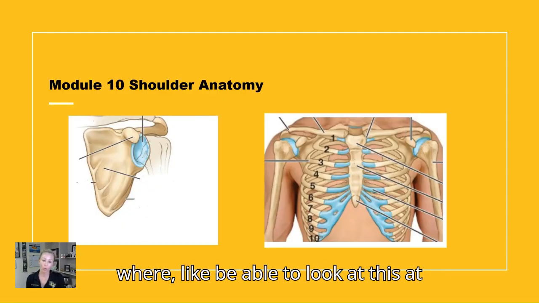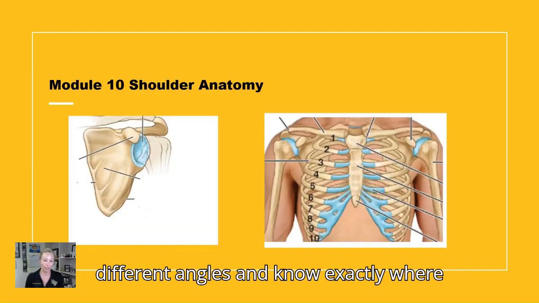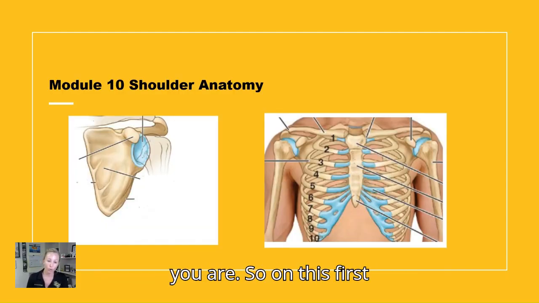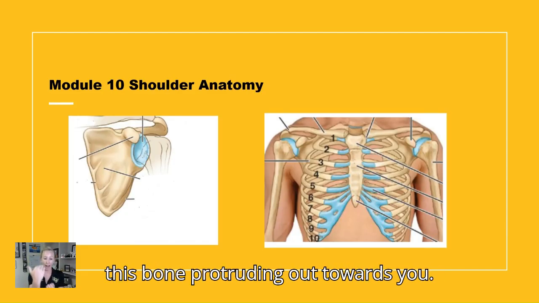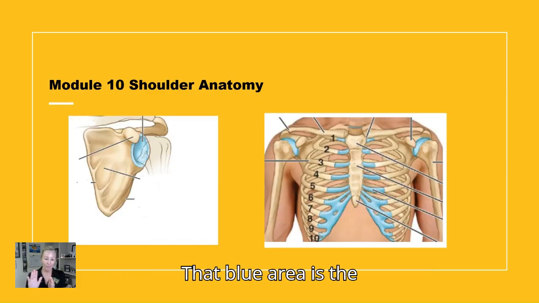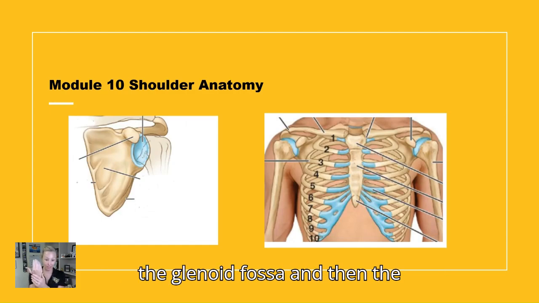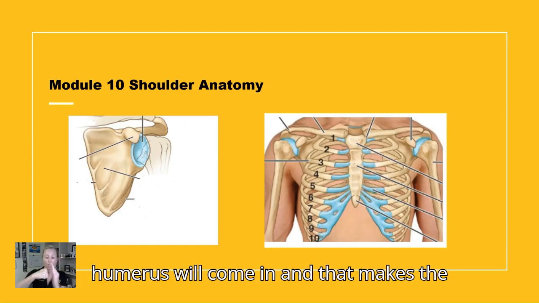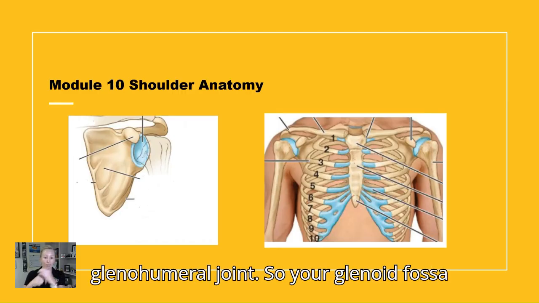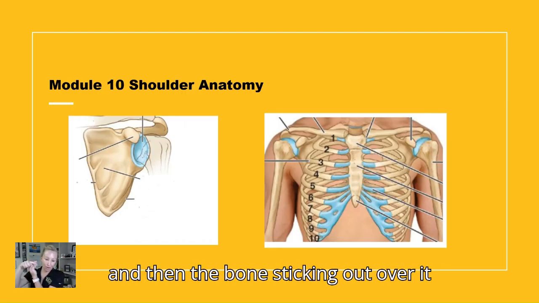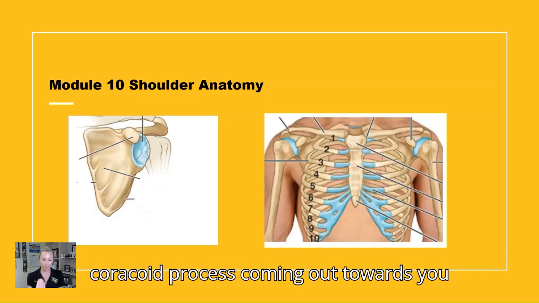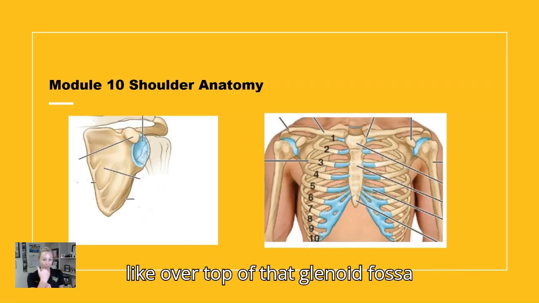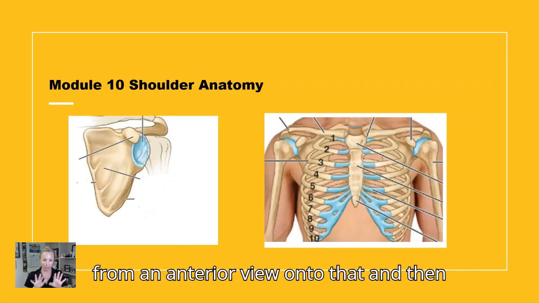So make sure that you are able to look at this at different angles and know exactly where you are. So on this first picture, you see the scapula, but are you posterior or anterior? So you see this bone protruding out towards you. That blue area is the glenohumeral fossa, where the glenoid is. This is the glenoid, or the glenoid fossa, and then the humerus will come in, and that makes the glenohumeral joint. So your glenoid fossa, and then the bone sticking out over it, coming towards you in the picture, is your coracoid process. So when you see the coracoid process coming out towards you, over top of that glenoid fossa, that's how you know we're looking at it from an anterior view.